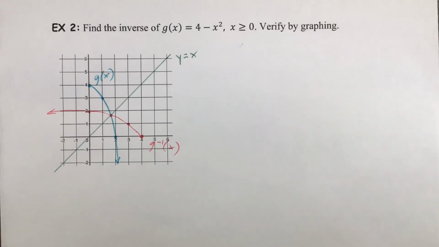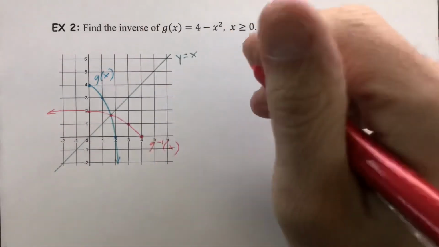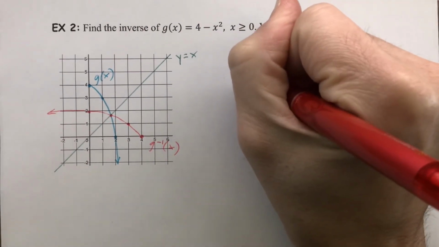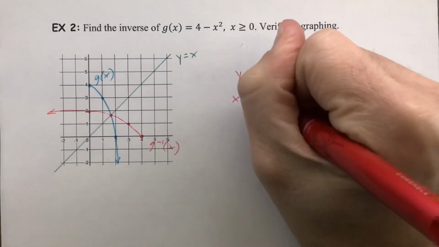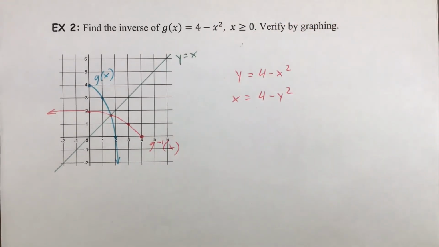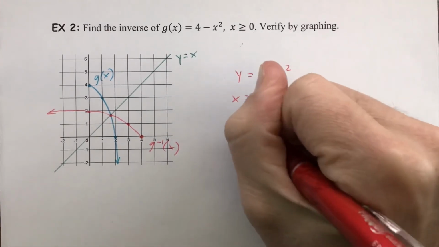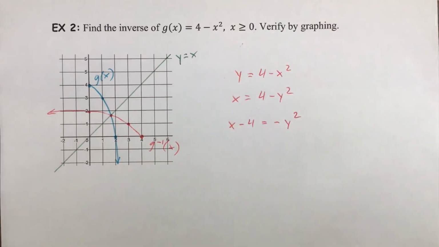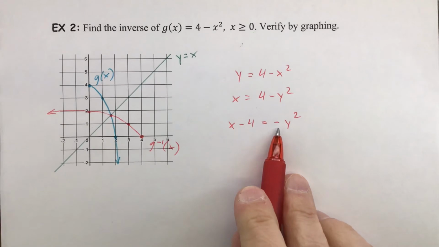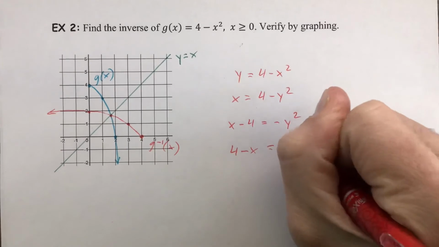All right, and now what we're going to do is algebraically solve for that. We're going to take the original function, go ahead and rewrite it with a y. We're going to switch the x and the y. Then we're going to solve for y. So we're going to subtract the 4 to the x. We can undo that negative by flipping that around. So you get 4 minus x is equal to y squared.